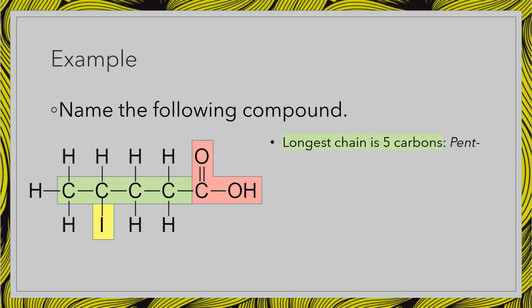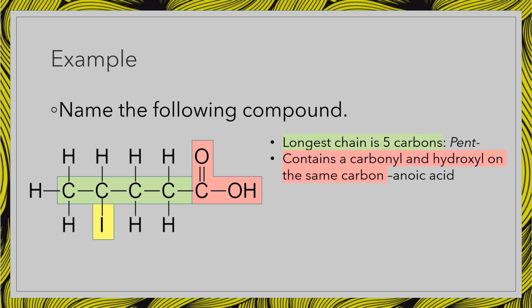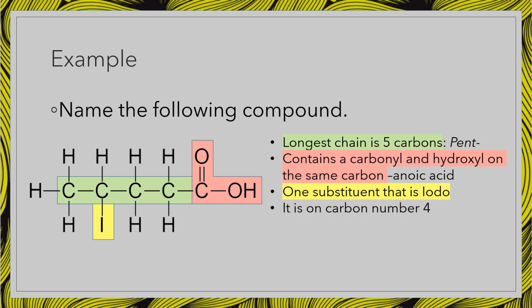Okay, so let's put it all together. Longest chain is 5, so it's pent. There's a carbonyl and a hydroxyl on the same carbon, so it's pentanoic acid. One substituent that is an iodo group, and it's on carbon 4. So it's going to be 4-iodo pentanoic acid. Now remember what I said last lesson, acids are the only ones that can have that space. So it's a pentanoic acid with a space in between.